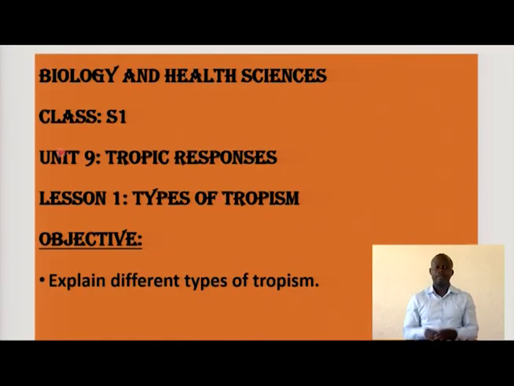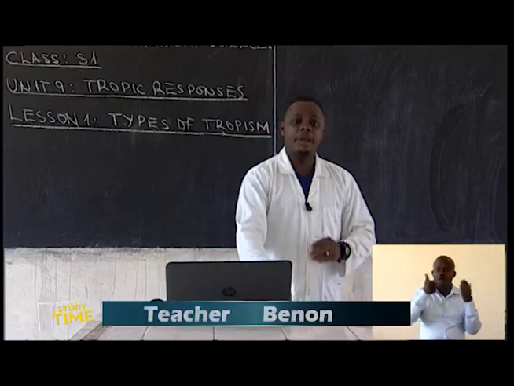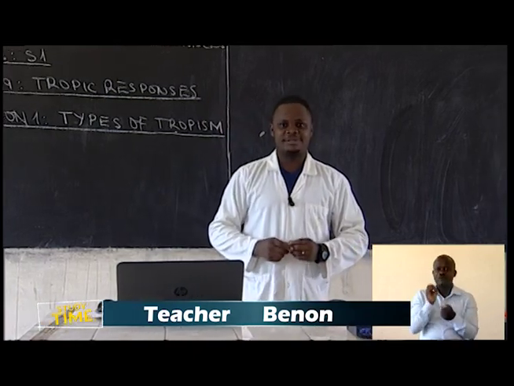Our lesson is from Unit 9, which is Tropic Responses, and the lesson is Types of Tropism. Our objective is to explain different types of tropism. Dear students, make sure by the end of this lesson, you are able to explain different types of tropism.